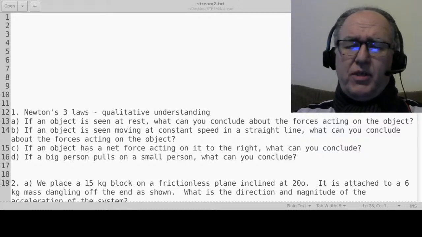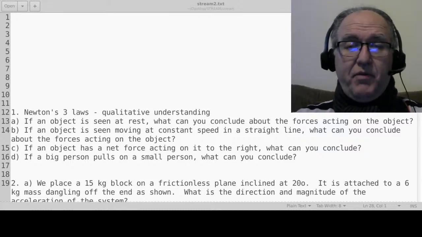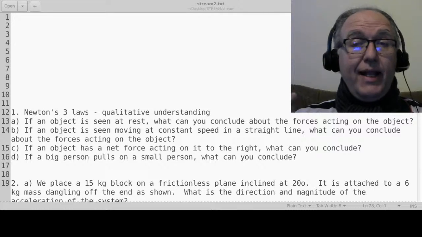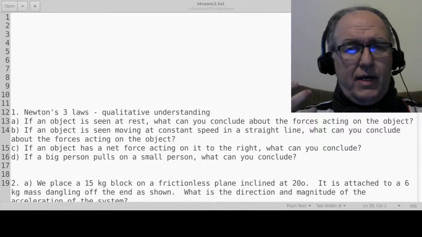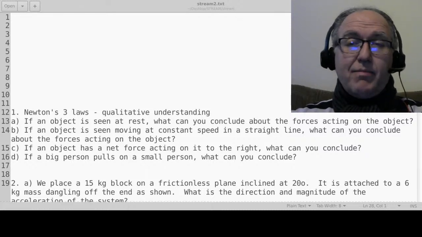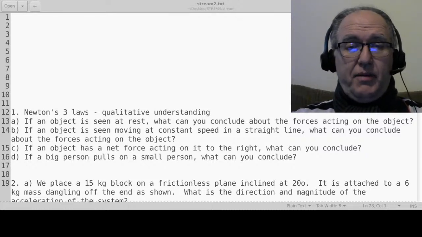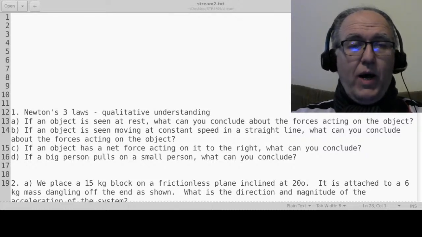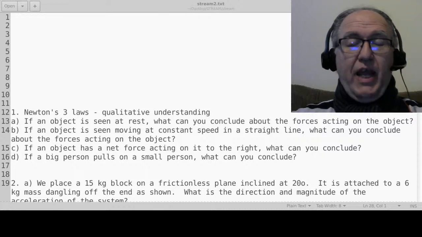But the test is multiple choice. That's not the kind of question that I would ask. But nonetheless, if you don't have them semi-memorized in your head, then when it comes to answering some of these questions, you might find them difficult. Okay, so what are the 3 laws? Like, how would you state them?